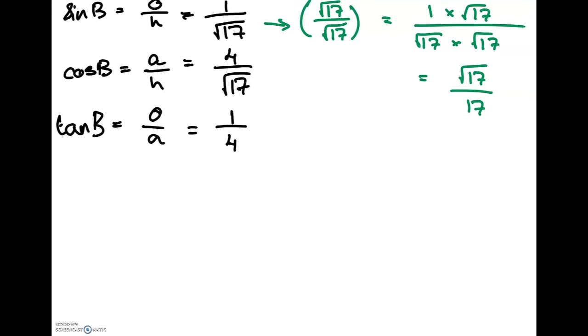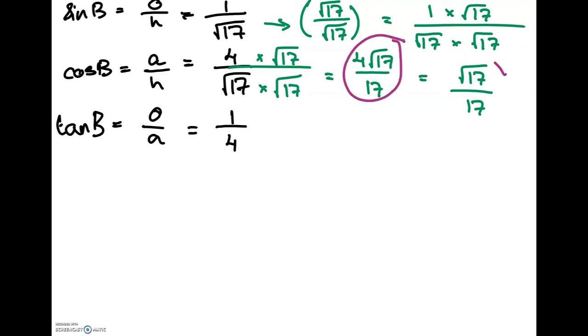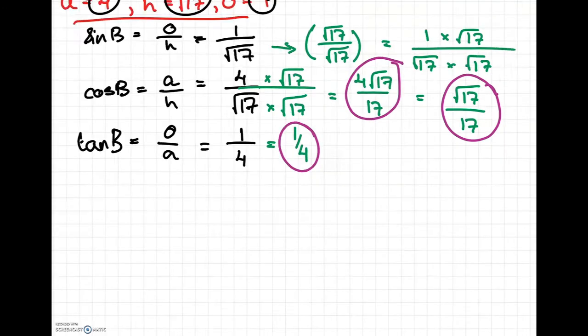For the 4 over root 17, we're just going to multiply the numerator by square root of 17 and the denominator by square root of 17. And this is just going to be equal to 4 root 17 over 17. So that would be your final value for cosine. This is for sine, and let's find our final value for tangent. As you can see, we have no radicals in the denominator, so it's just equal to 1 over 4, and that would be the final value that you give if asked.